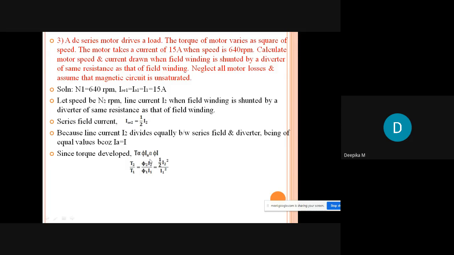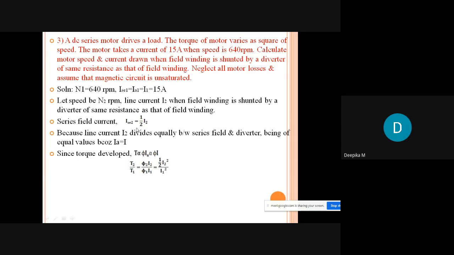Flux is proportional to the armature current. Hence, instead of phi, we can also write I2, correct? Phi 2 will be equal to I2, hence we have written I2 again, and phi 1 is equal to I1, hence we have written I1. And we know that this current is half, because ISC2, you can see here, is half of the I2, and here I1 will be equal to I1 again.